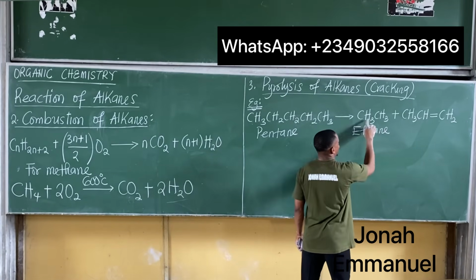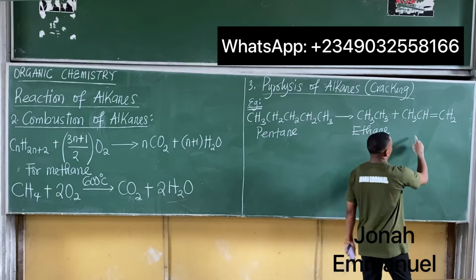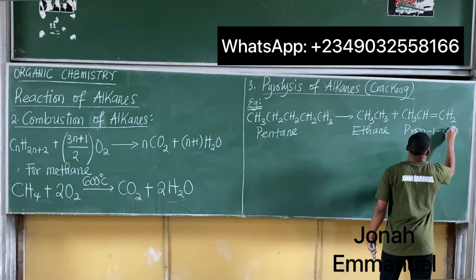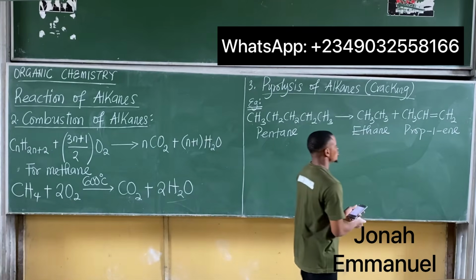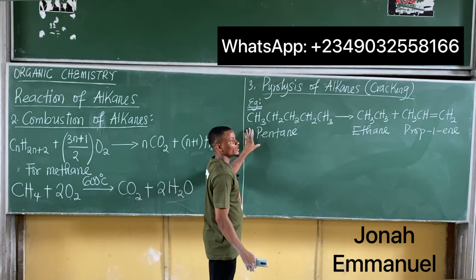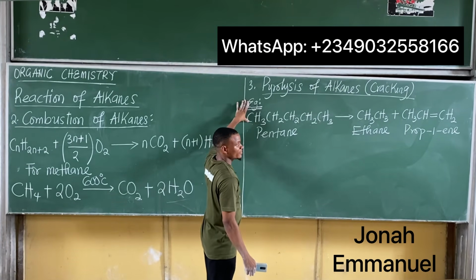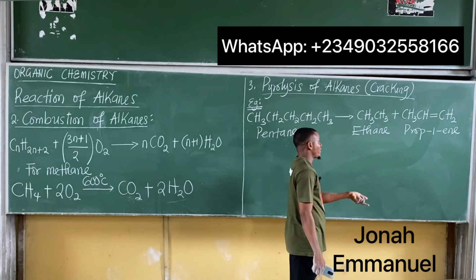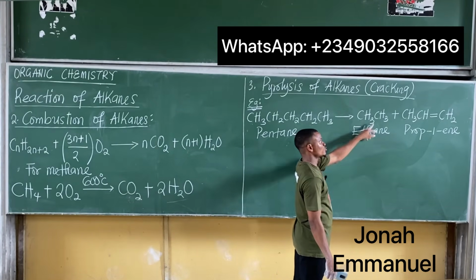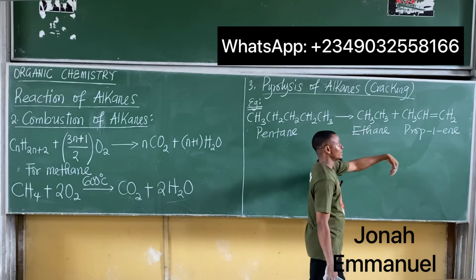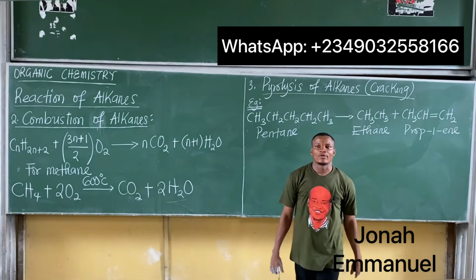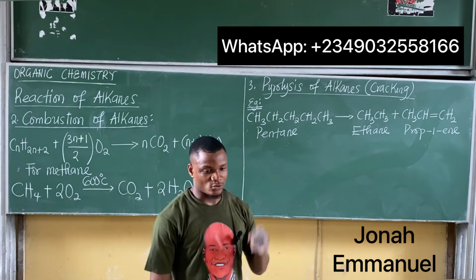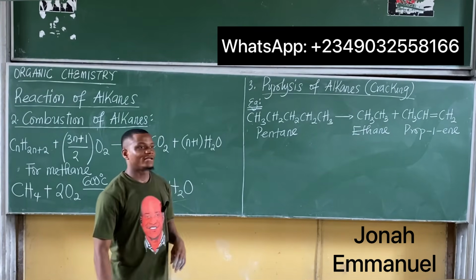What do I have here? 1, 2, 3. Prop-1-ene, or propene. So observe that a large alkane having 5 carbon atoms, pentane, has been broken down to a smaller alkane, ethane, having just 2 carbons, and then an alkene, this. This is called pyrolysis or cracking. A large alkane molecule breaks down to a smaller one and then an alkene.